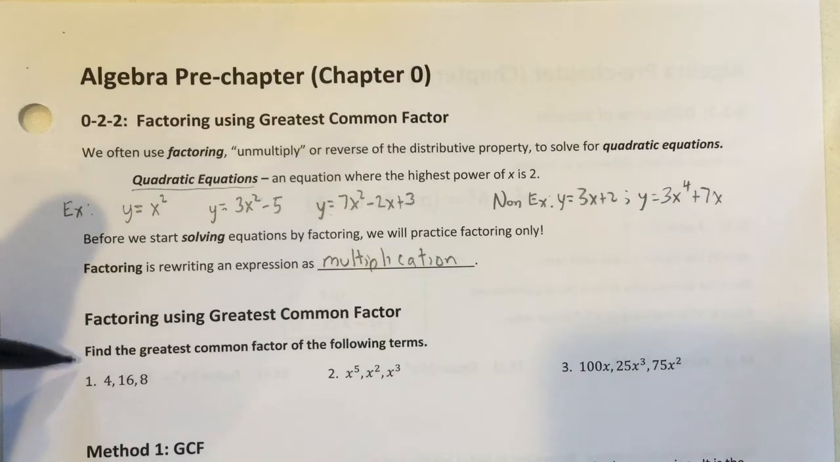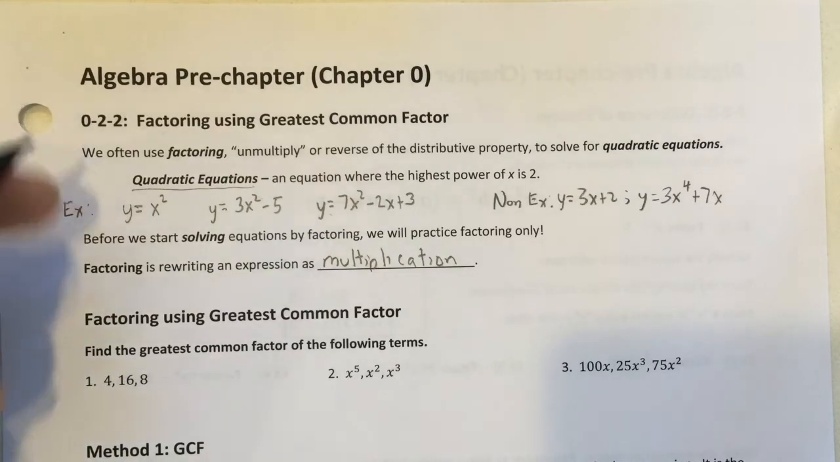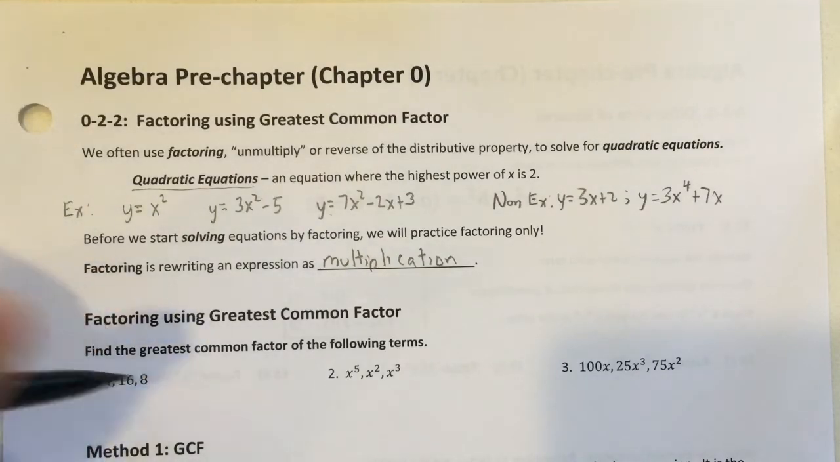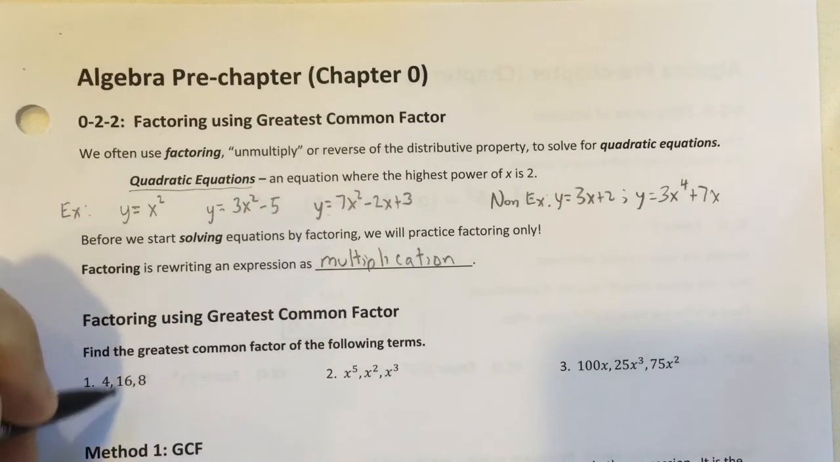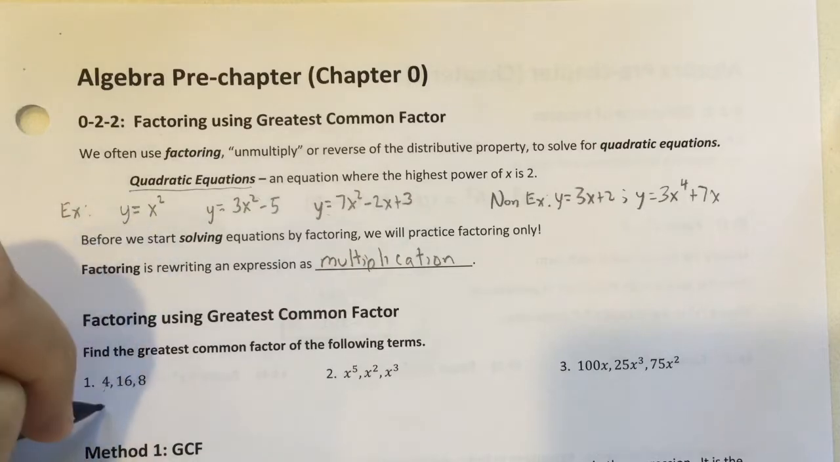So for number one, we're not factoring yet. We're just trying to pull off or retain some prior information. It says find the greatest common factor of the following terms: 4, 16, and 8. And remember, greatest common factor is the largest number that divides evenly into each of these. Well, 2 divides into each of these, but is there something larger? Yes, 4. 4 divides into 4, 16, and 8. So here, our greatest common factor is 4.